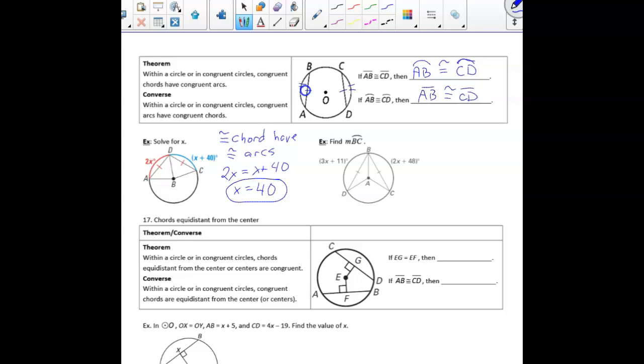Okay, next example. These two chords are congruent. Therefore, these two arcs are congruent. So we set them equal to each other. 3x plus 11 equals 2x plus 48. X plus 11 equals 48. And therefore, x equals 37.